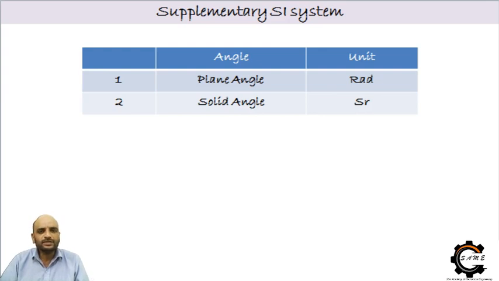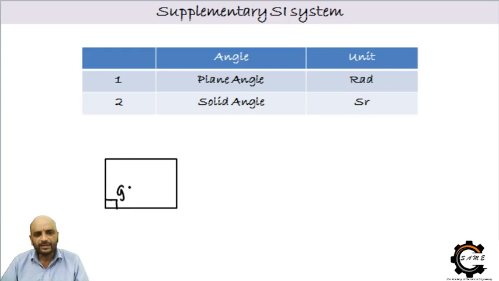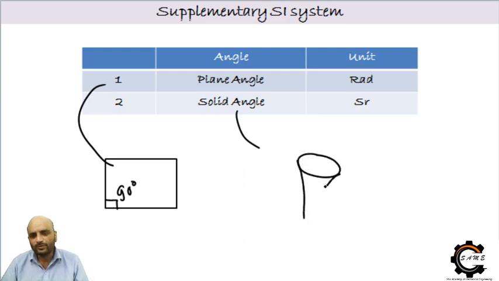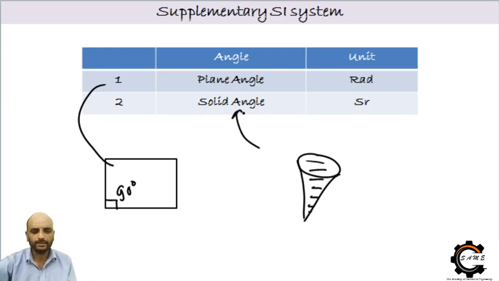Plane angle means, suppose I have to measure this angle, this is 90 degrees. This is what the plane angle is about. And the solid angle, how does it look? Suppose I have a cone like this, and I have to measure the volume of this cone. In order to measure this cone, it comes in steradian.